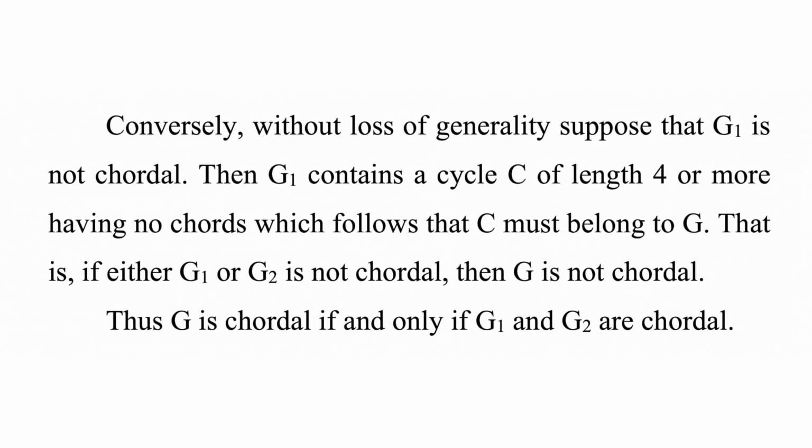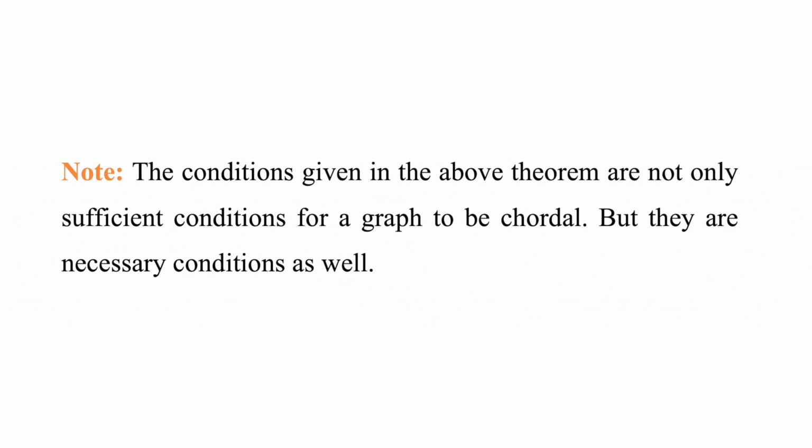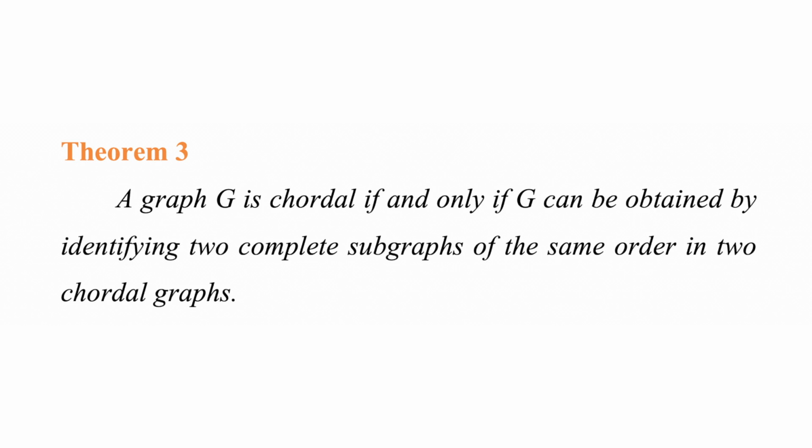Conversely, without loss of generality, we are going to assume G1 is not chordal. Then G1 contains a cycle C of length 4 or more having no chords, which follows that C must belong to G. That is, if either G1 or G2 is not chordal, then G is also not chordal. Thus, G is chordal if and only if G1 and G2 are chordal. Hence, we proved the theorem, and we note that the conditions given in the above theorem are not only sufficient conditions for a graph to be chordal, but they are necessary as well. Next, let's see the following theorem.